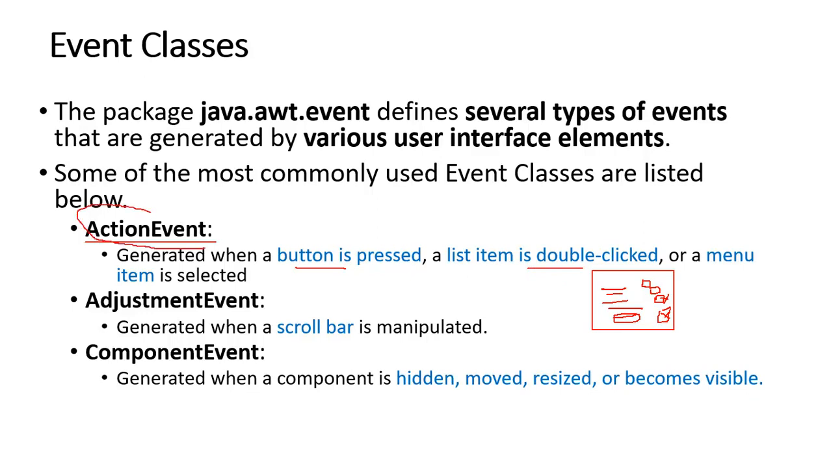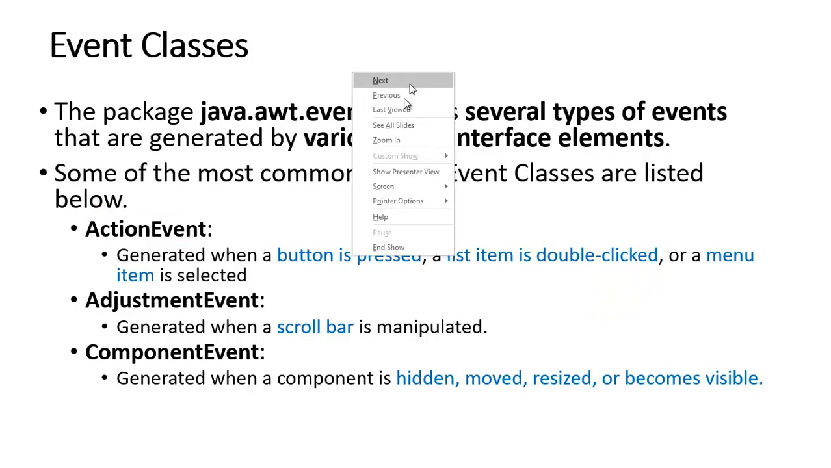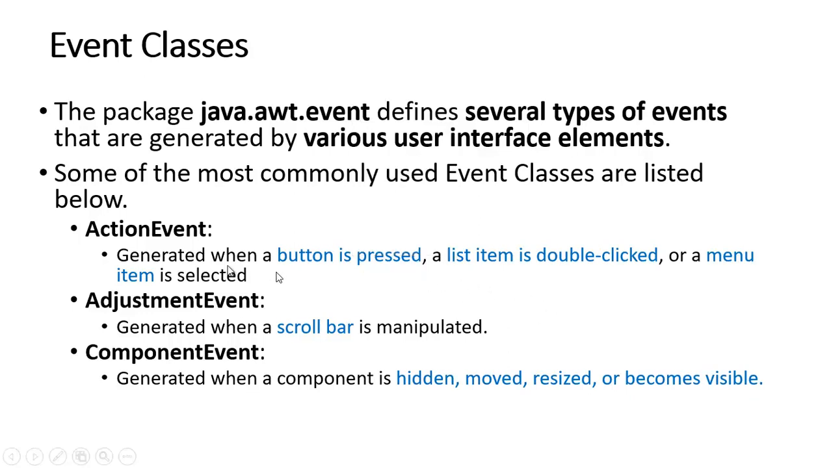So if you are writing a Java program, when you double click on a list of items, you get an action event. The same thing is true when you have a menu. Suppose you have a menu like this. If I select an item from this menu over here, the event that gets generated is the action event.